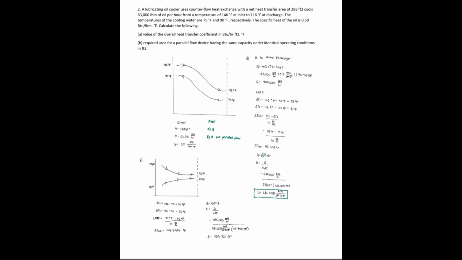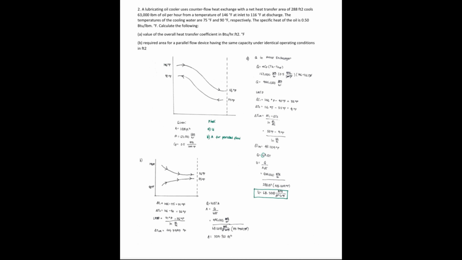So, pwede na nating masolve yung U, which is Q all over area times yung log mean temperature difference. So, substituting the formula, we will get 945,000 BTU per hour all over 288 feet squared times 48.1109 degree Fahrenheit. So, ang makukuha nating sagot dito is 68.298 BTU per feet squared hour degree Fahrenheit.